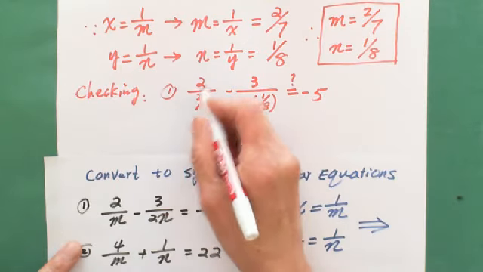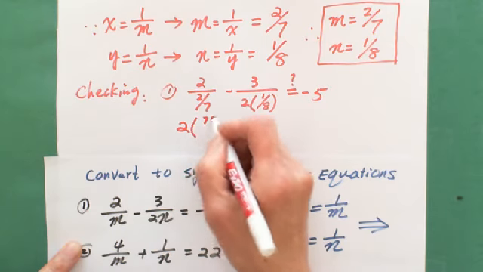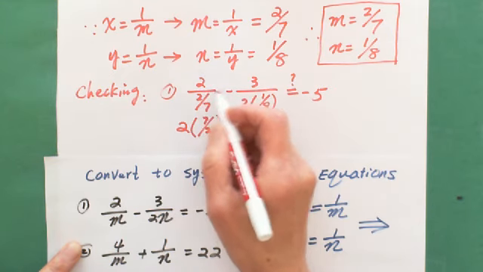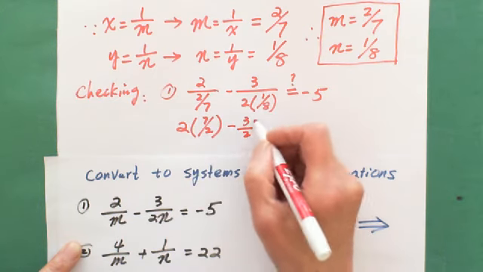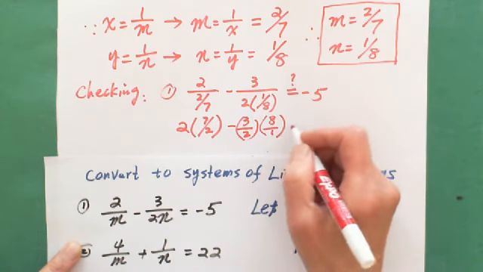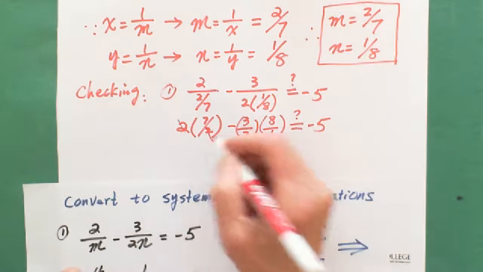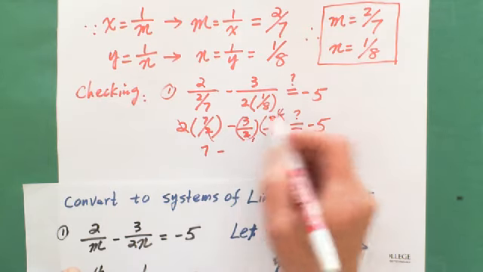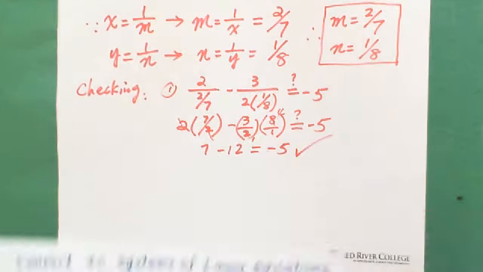So we can write 2 divided by 2 over 7, which is multiply 7 over 2, right? Change division to multiplication when working with fractions. This is minus 3 over 2 divided by 1 over 8, which is multiply 8 over 1. To see if it is -5, we cancel 2 with 2, we get 7. And cancel 2 with 4, we get 3 times 4 is 12. So 7 minus 12 is equal to -5, right? The first one is okay.